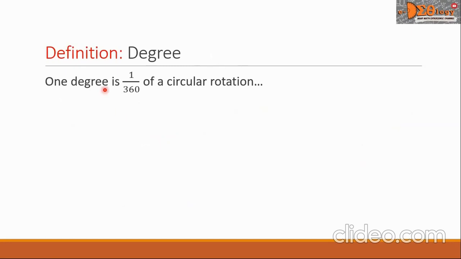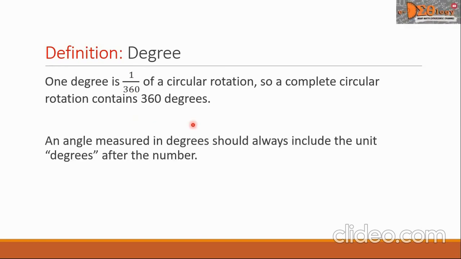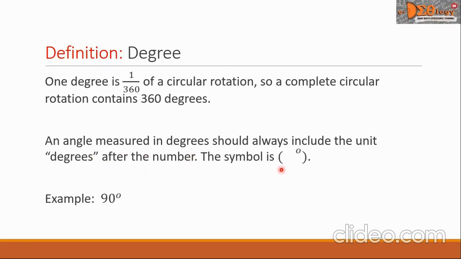Let us start with a definition of degree. 1 degree is 1 over 360 of a circular rotation. So a complete circular rotation contains 360 degrees. An angle measured in degrees should always include the unit degrees after the number. The symbol is like a small exponent 0 after the number. We have an example here, 90 degrees.